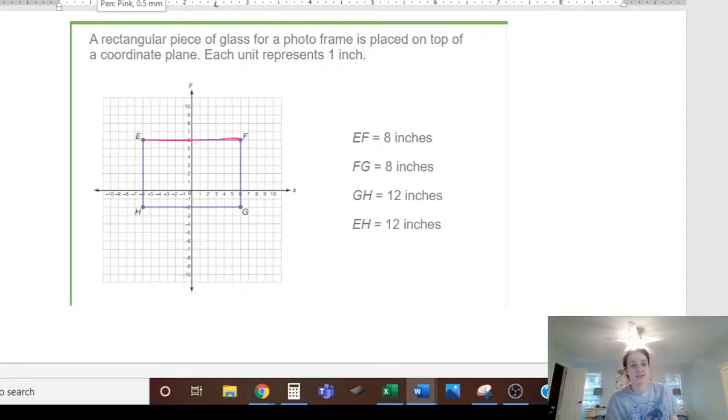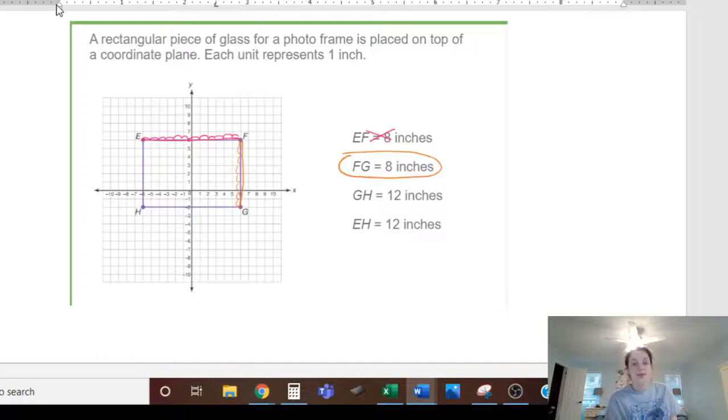Is that 8 inches? It tells me that each square is 1 inch. So let's count them: 1, 2, 3, 4, 5, 6, 7, 8, 9, 10, 11, 12. Well, E to F is 12 inches, so this is false. This is not true. How about F to G is 8 inches? So now we're looking at this side here along the right. Let's count these: 1, 2, 3, 4, 5, 6, 7, 8. That's true, so I'm happy with this one.